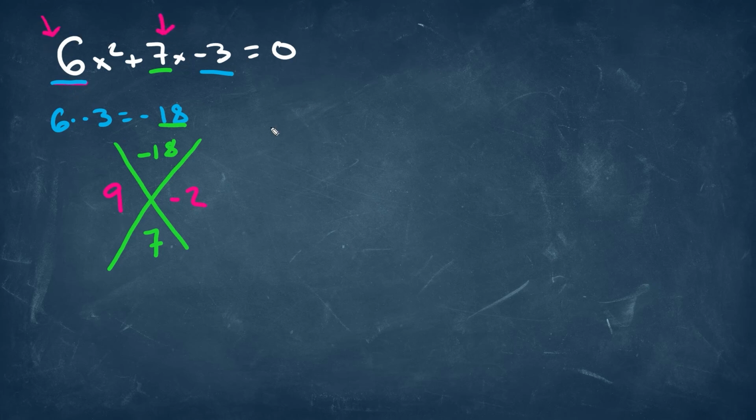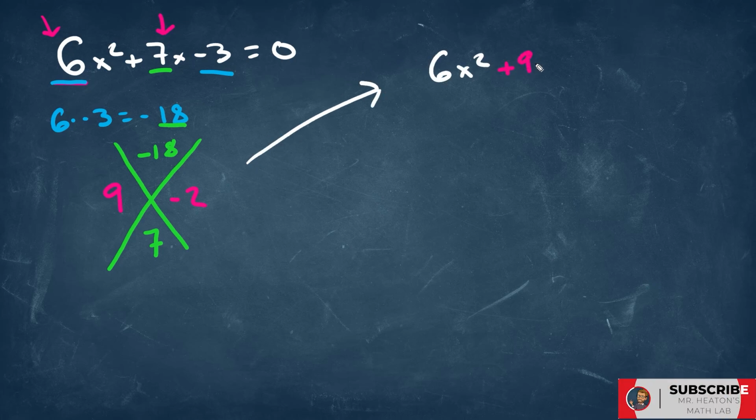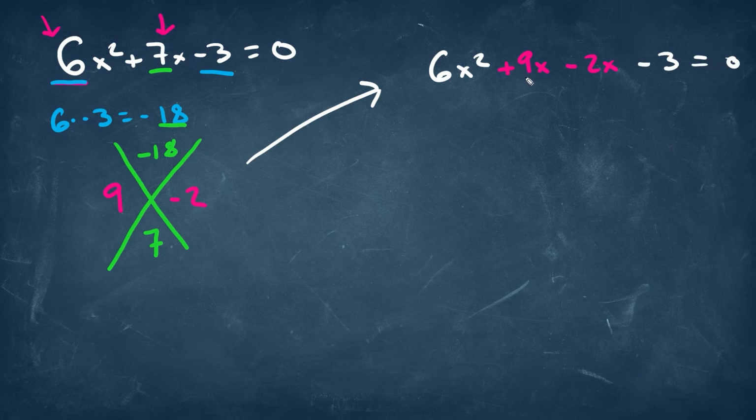So we're going to be rewriting this now as 6x squared plus 9x minus 2x minus 3 is equal to 0. This 9x minus 2x is the same as the 7x if you simplify it. However, we write it out like this to help group to be able to solve.